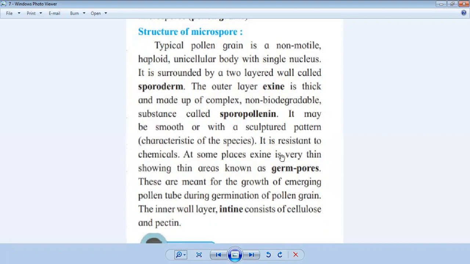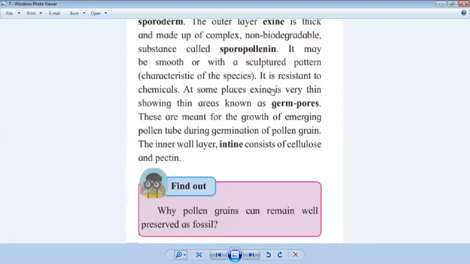At some places, exine is very thin, showing thin areas which are known as germ pores. ठीक है, मतलब exine का जो एरिया होता है कुछ जगह पे छोटे छोटे होल्स या फिर पोर्स दिखाता है, थीन होता है, तो उसे जर्म पोर कहा जाता है. These are meant for the growth of the emerging pollen tube during the germination of pollen grain.